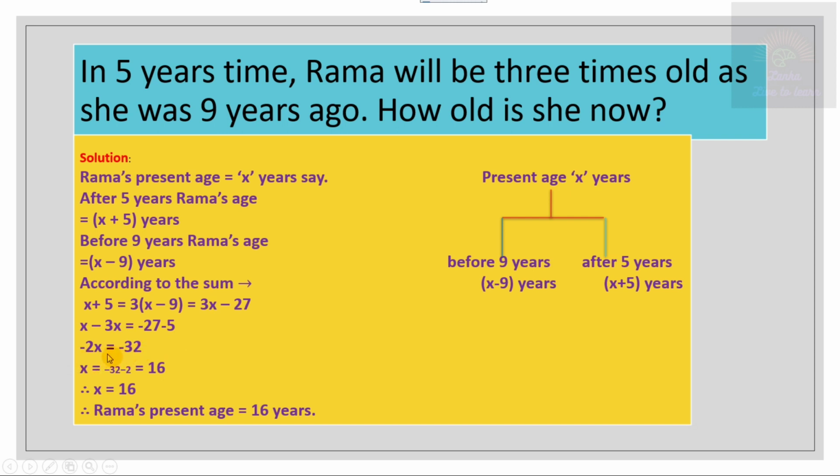Transposing, we divide: 32 divided by 2 is 16, so x is equal to 16. So Rama's present age is 16 years. Here you can check: present age is x years. This thing is very important: before means x minus 9, after means x plus 5 years. There was a print mistake; 32 by 2 is equal to 16.